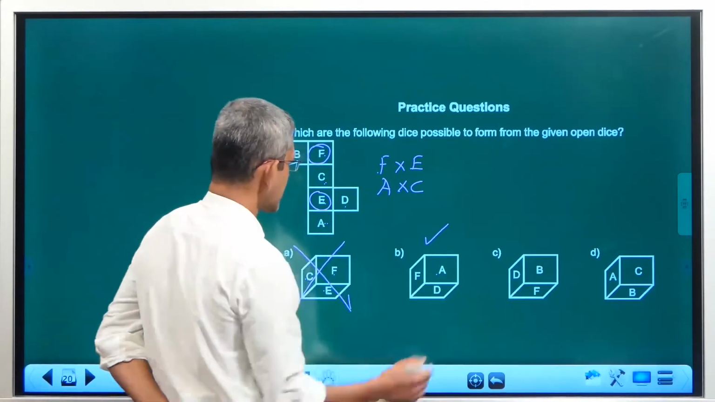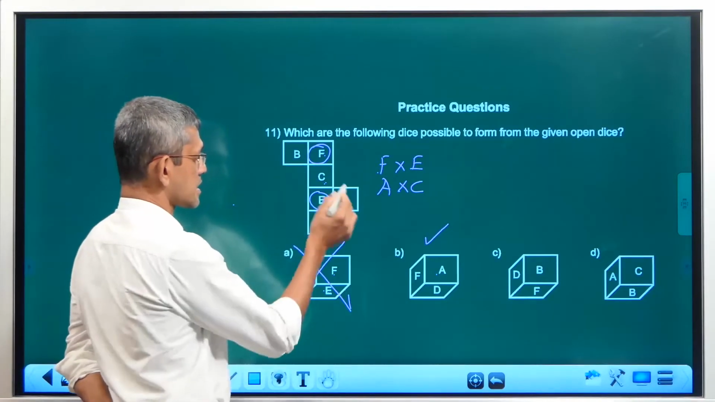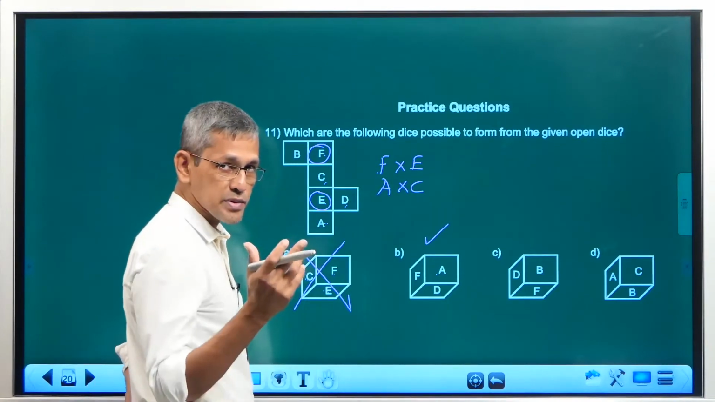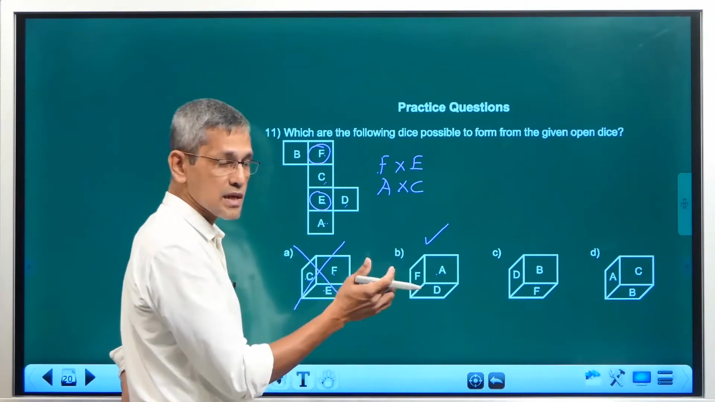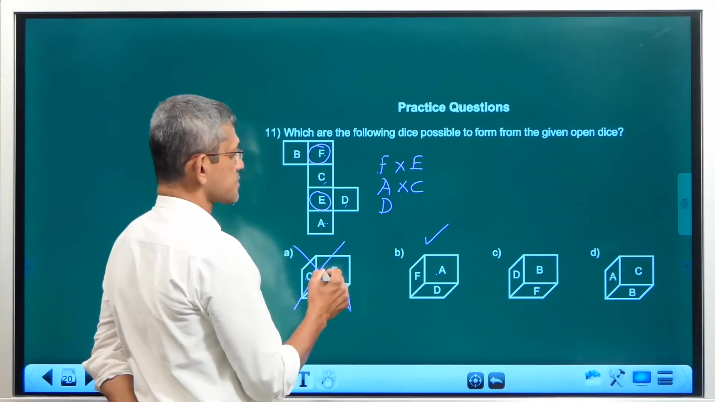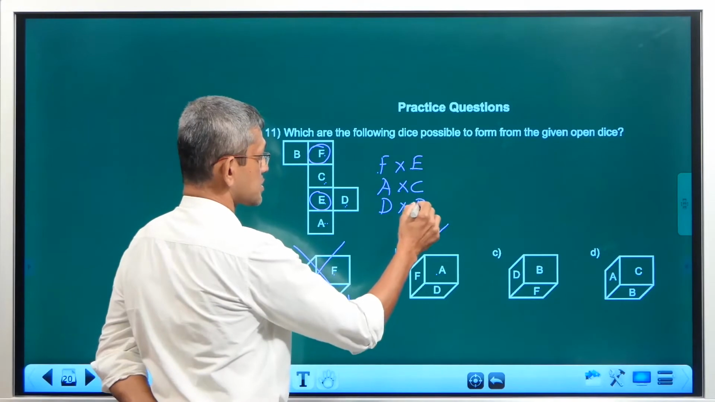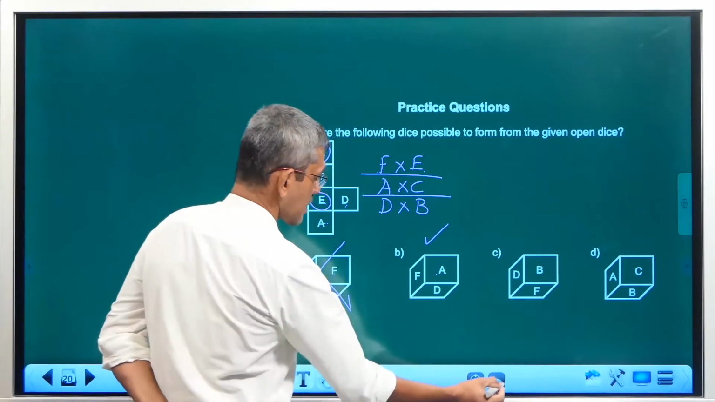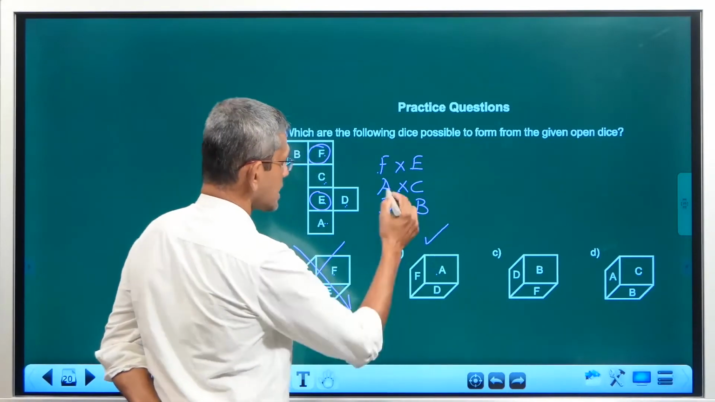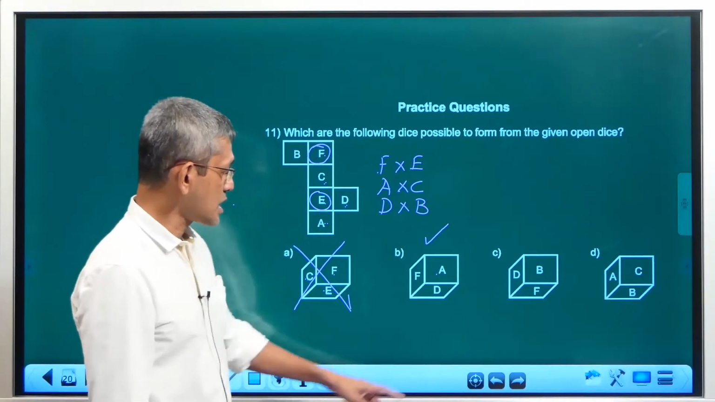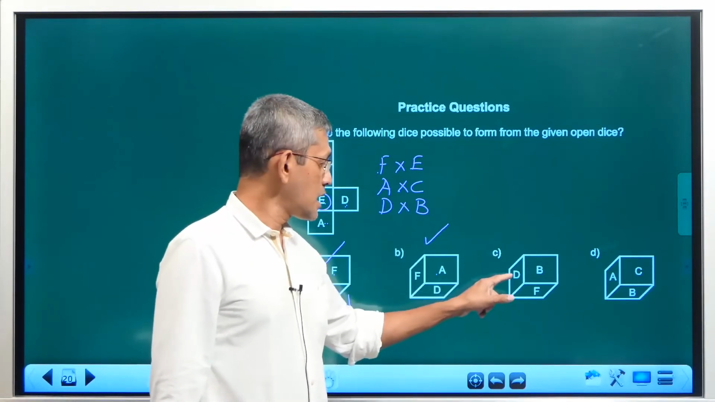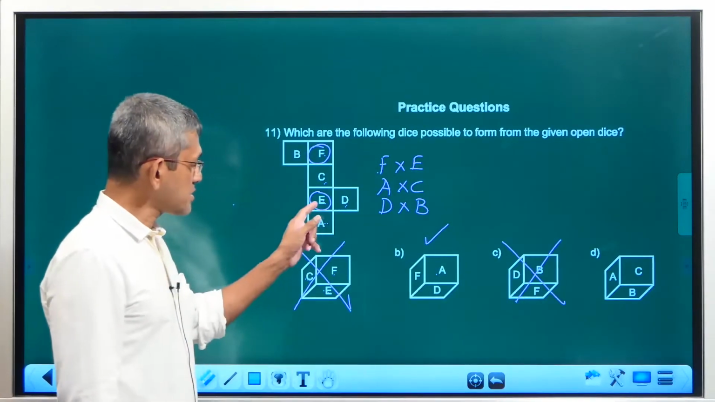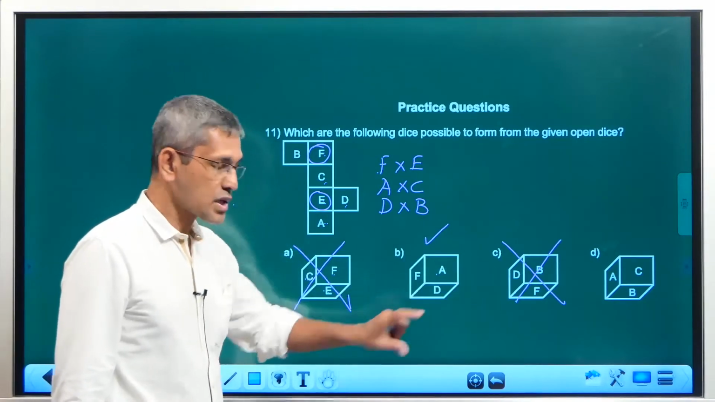Check it out, D and B. D is here, B is here. Well, F and E are opposite, A and C are opposite. So we have two opposite pairs, total 6 letters. Which are the letters left out? It must be D and B. So D must be opposite to B. So we have 3 pairs: F is opposite to E, A is opposite to C, D is opposite to B. So D must be opposite to B. Here, D and B are given as adjacent. That means that dice cannot be formed from this open dice.